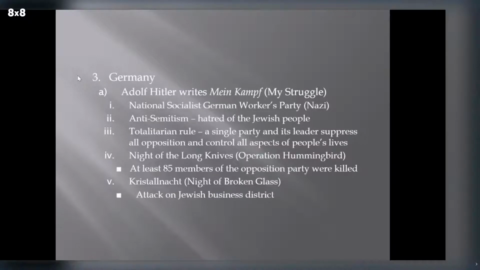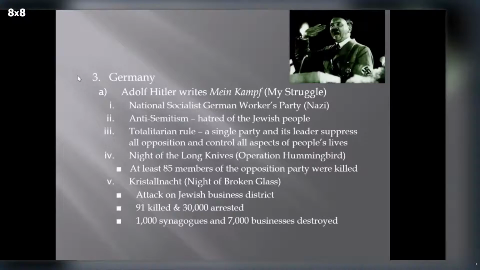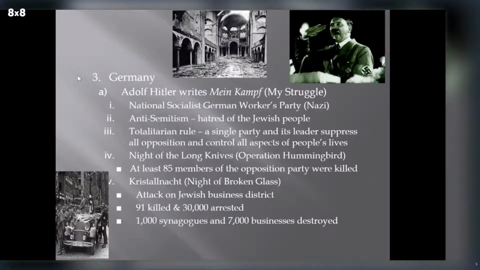He attacked the Jewish business district. 91 people were killed, 30,000 Jews were arrested, 1,000 synagogues and 7,000 businesses were destroyed during Kristallnacht. And this is little Adolf. And that's a picture of the Jewish district after it had been vandalized.